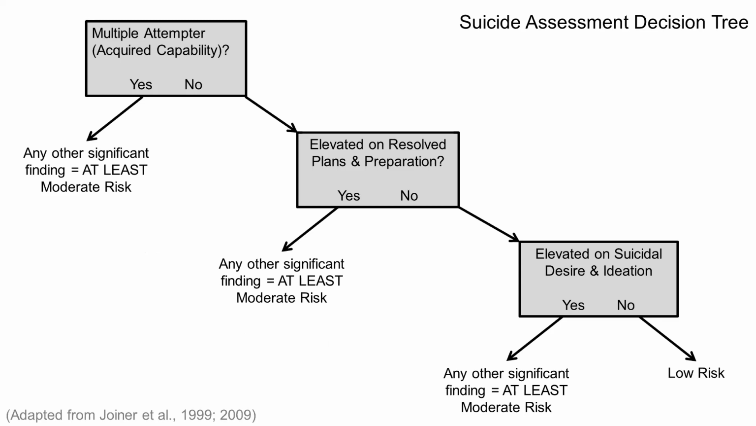And so it leads to some sort of decision-making like this, where basically you're going to figure out: does this person have a history of multiple attempts, some kind of resolved plans, or elevated specific suicidal desire or intent, plus something else that puts them in a situation where you've got to do something. There are lots of different ways that these assessments take shape, and we discussed a few different tools.